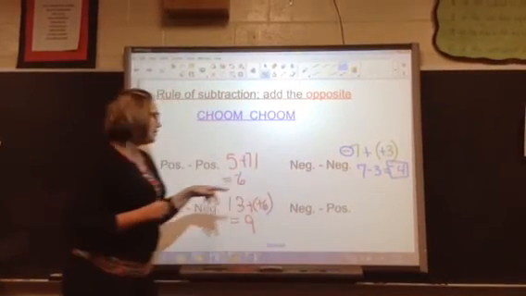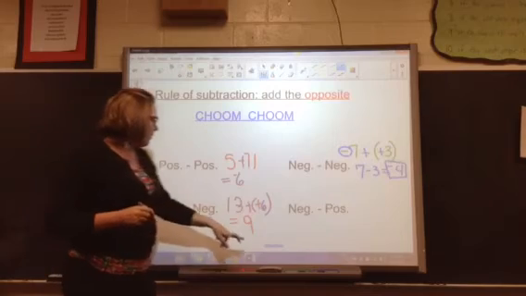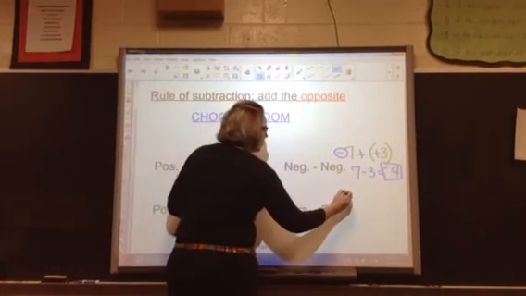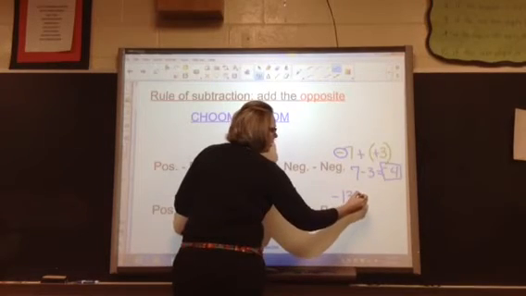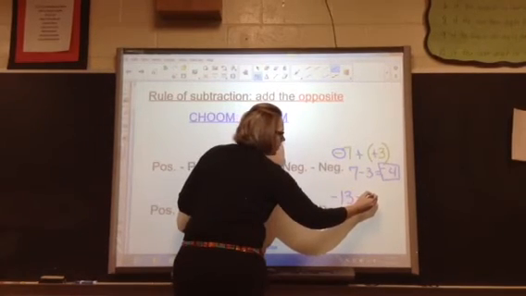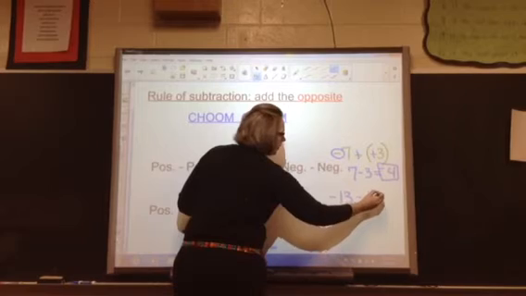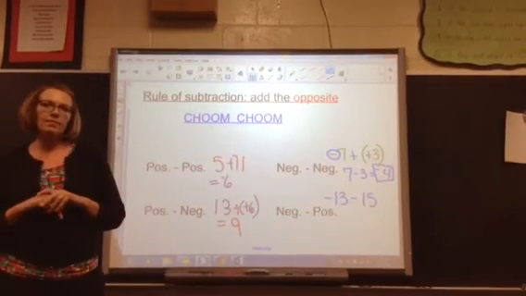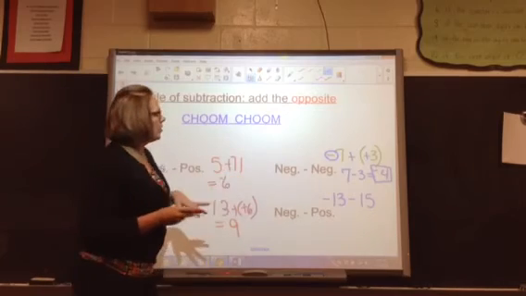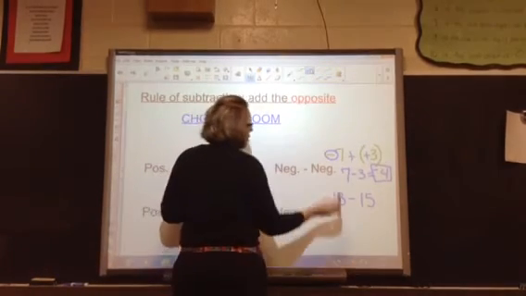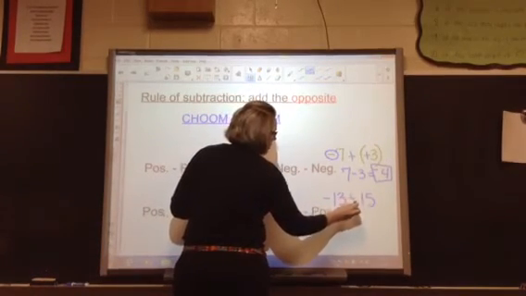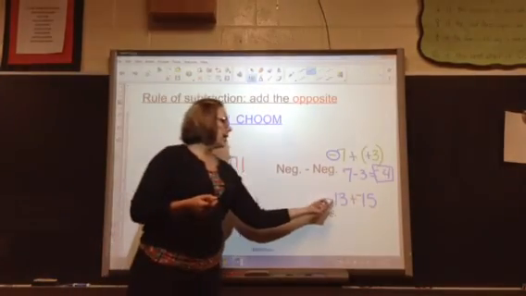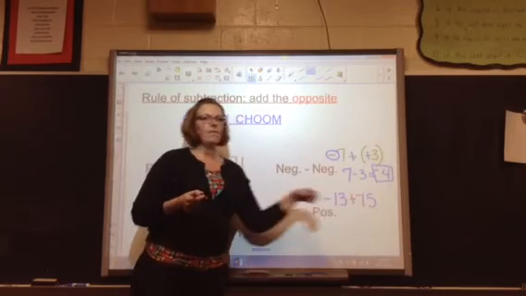Okay? Last example, we'll do a negative and a positive. Try negative 13 minus a positive 15. Again, I'm going to chum chum, change the subtraction to addition, and add the opposite. So chum chum. Now I have a negative 13 plus a negative 15.